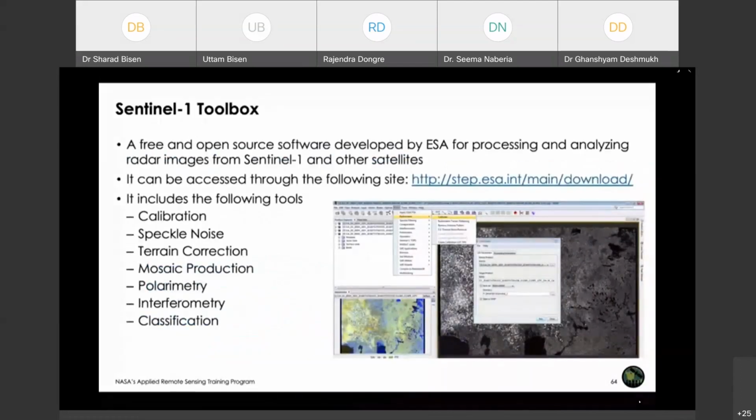The Sentinel-1 Toolbox is a free and open source software developed by the European Space Agency for processing and analyzing radar images from the Sentinel series of satellites, including Sentinel-1 SAR and SAR data from other satellites as well. It includes tools for interferometry, data analysis, and classification. It is really a great resource and very straightforward to use. It can be accessed through the link provided below.